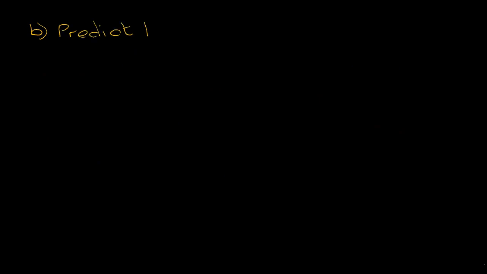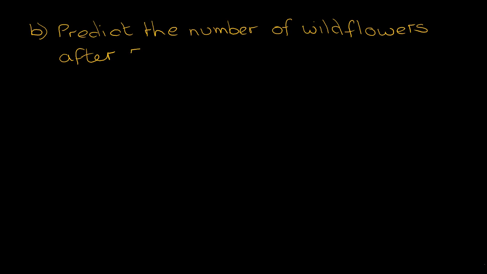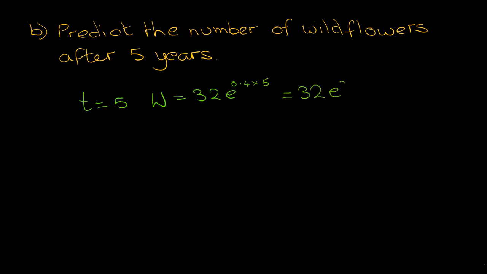B. Predict the number of wildflowers after 5 years. So that means this time t equals 5. W will equal 32 times e to the power of 0.4 times 5, which is 32e^2, which works out to 236 if we round that to the nearest whole one.